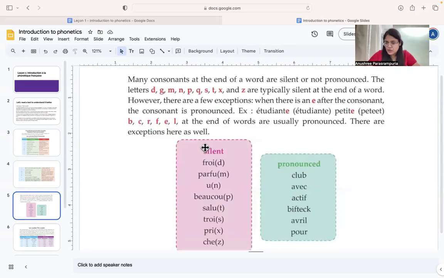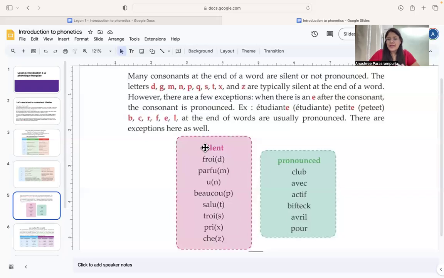Let's move to the next one. We know by now that there are certain consonants that, when placed at the end of a word, we do not pronounce as a rule. Like when we were reading the text in our previous session, there were quite a lot of words where the ending is typically silent. What are those? Those are D, G, M, N, P, Q, S, T, X, and Z. Let's see how we would read these words.